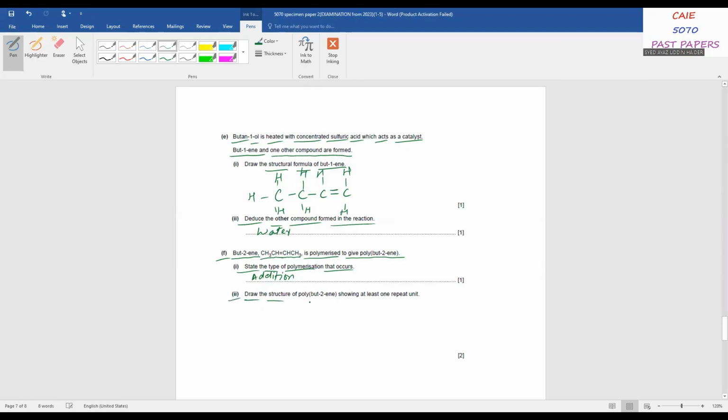Draw the structure of polybutene showing at least one repeat unit. They are asking about showing one repeat unit for the polymer. We know that in polymers, there won't be any double bonds, since it's an addition reaction. So this will be the polymer, one unit for the polymer.